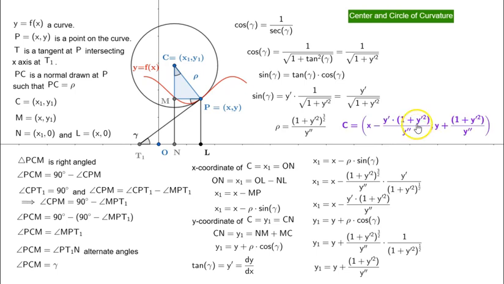And once we know the center and we know the radius, that means we know the equation of the circle. So this is the expression for finding the center of the circle of curvature, and this is the equation for the circle of curvature. That was center and circle of curvature.